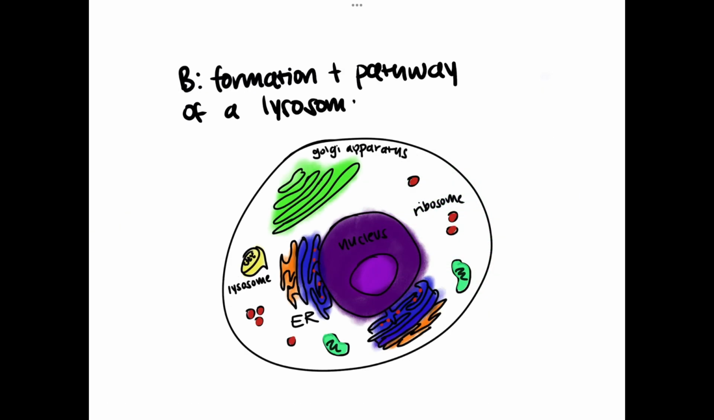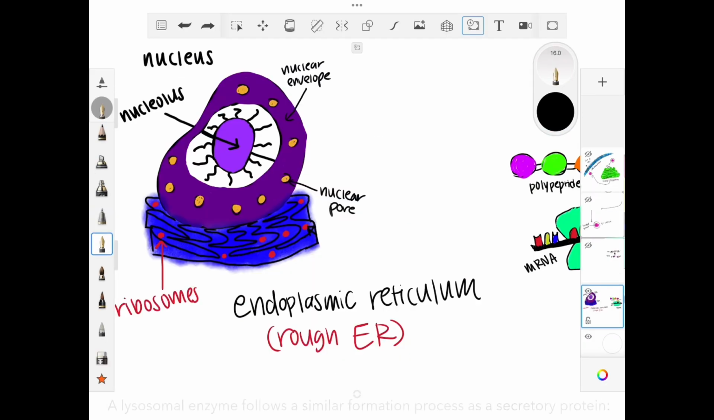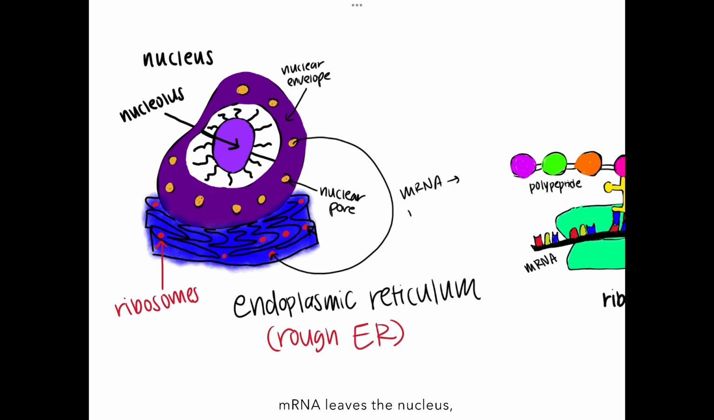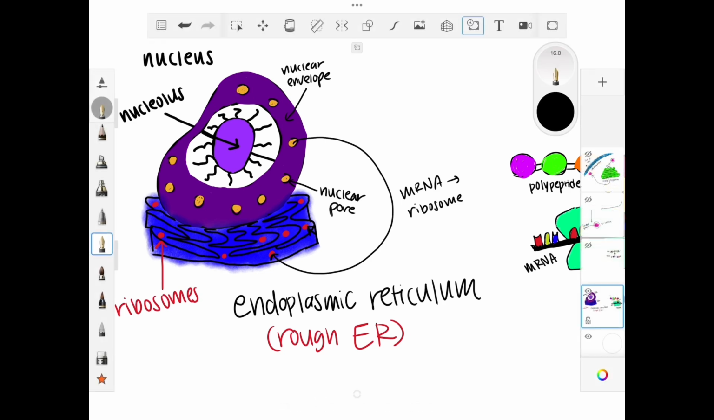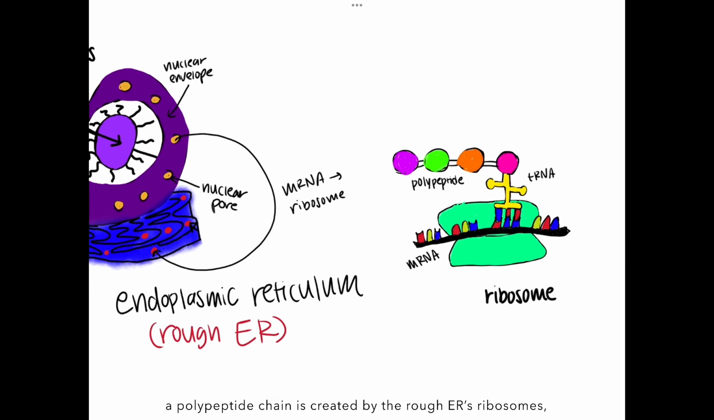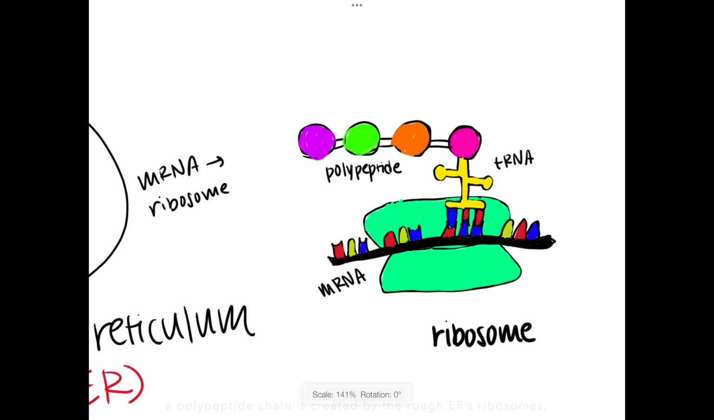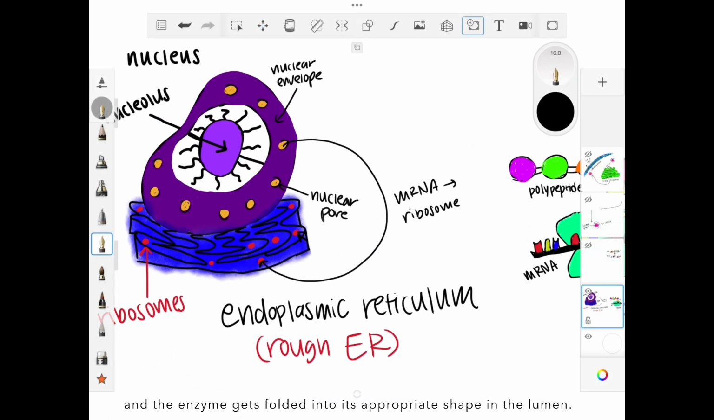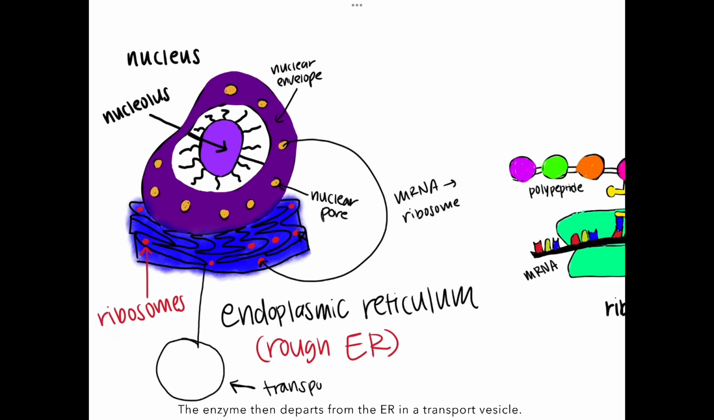Next is the formation and pathway of a lysosomal enzyme. A lysosomal enzyme is formed in a similar process as the secretory protein. mRNA leaves the nucleus. A polypeptide chain is created by the rough ER's ribosomes, and the enzyme is folded into its appropriate shape in the lumen. The enzyme then departs from the ER in a transport vesicle.